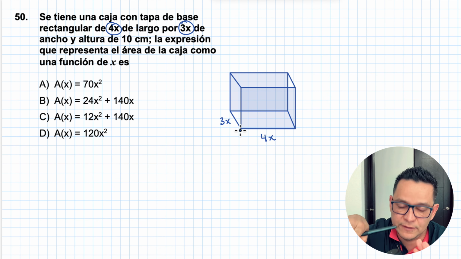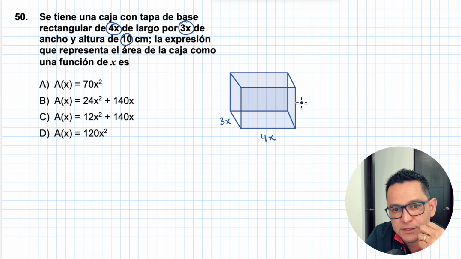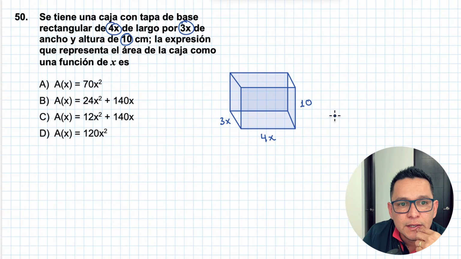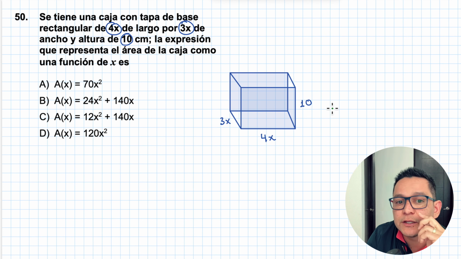So, to the front or over here? And in height, it's 10 centimeters, so here it's just a constant amount, 10 centimeters. Okay, done. It's asking me for the expression that represents the area of the box as a function of x. Let's see. What we have to do then is calculate the area of each of the lids.